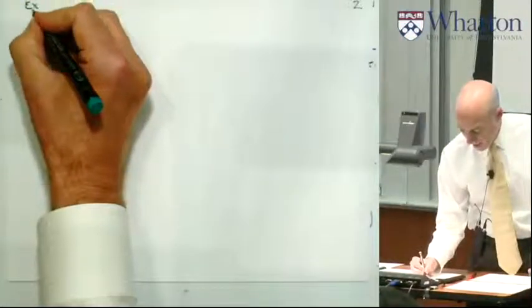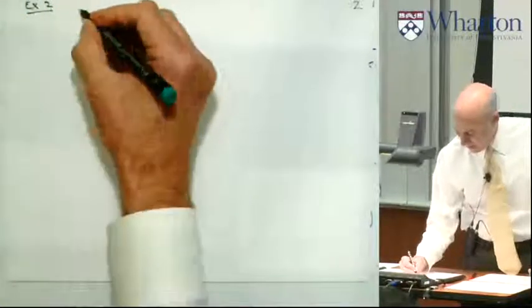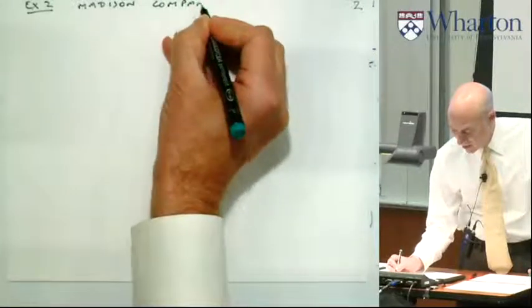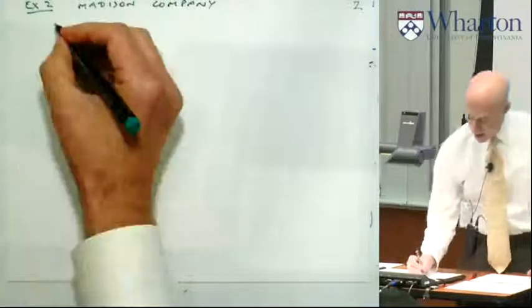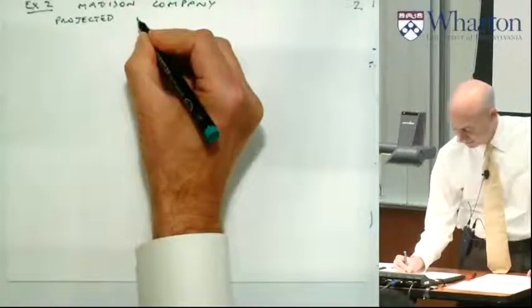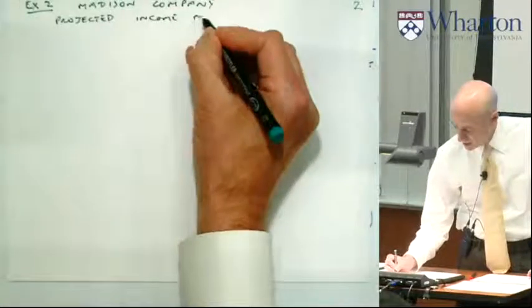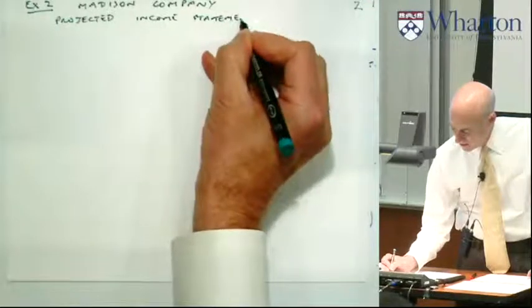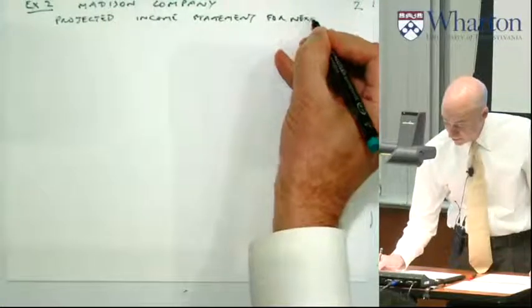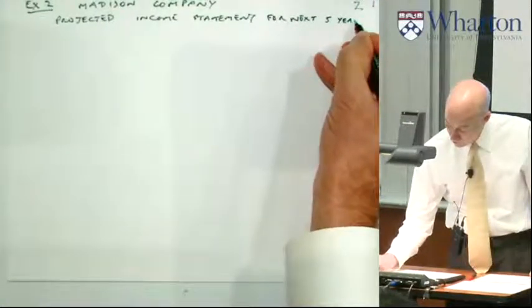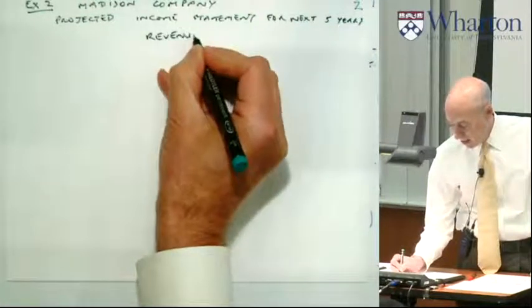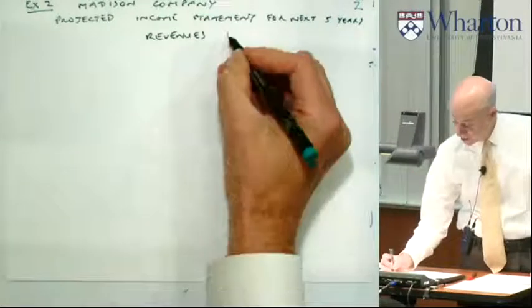Now, they have a projected income statement for the next 5 years, which the management has come up with. And that's our starting point for our analysis. We're going to keep the figures the same for each of the 5 years, just to keep things simple. We're going to have revenues of 100,000.